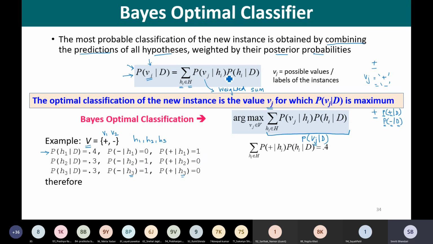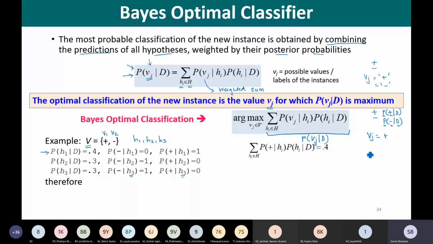So if we want to classify the test sample, we compute this quantity, right? How are we going to compute it? We compute it for all hypotheses, so having the summation over all the hypotheses. Our formula says it is the summation over Hi belonging to H. We have three hypotheses. So how are we going to compute this? Let us assume that our Vj is the positive class.